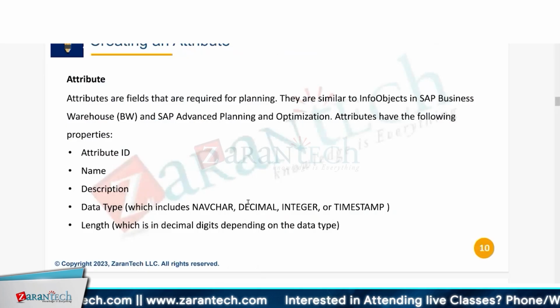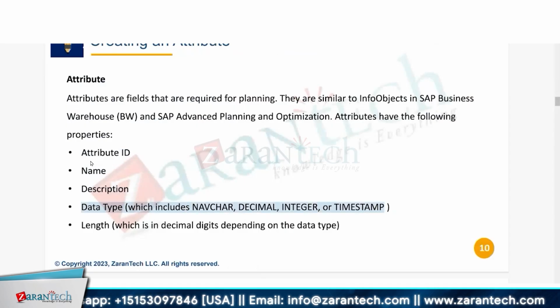Okay, so moving on to the next chapter, which is creating an attribute. Attributes are the fields that are required for planning. They are similar to info objects in SAP. So you can have attribute ID, name of the attribute, description, data types, and of course the length of the attribute. These are the key aspects that you need to add as a part of an attribute.